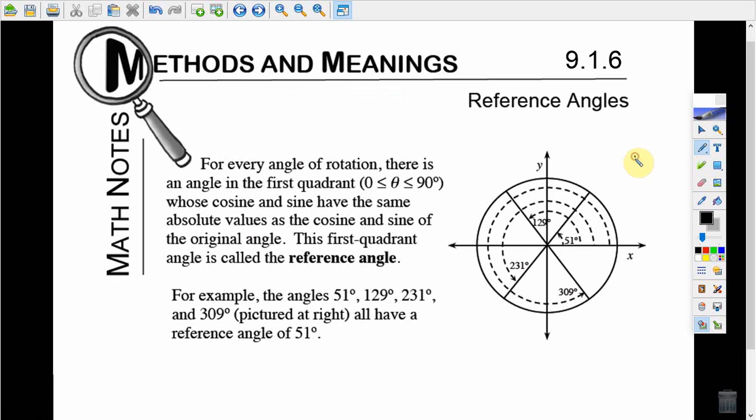Alright guys, welcome to another Math Notes. We're talking about 9.1.6 reference angles. I'm here with Alex right now recording this.